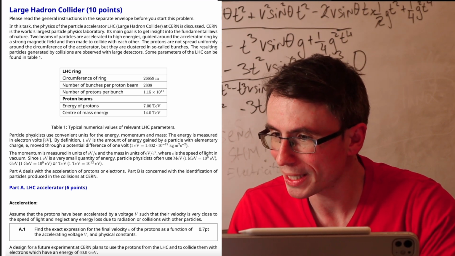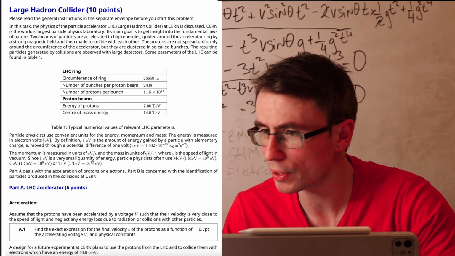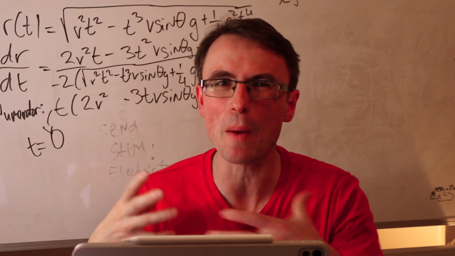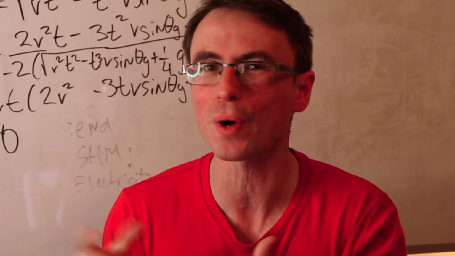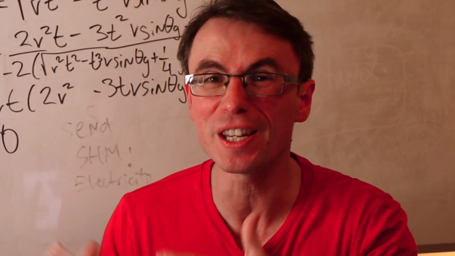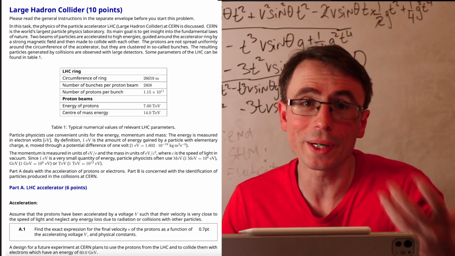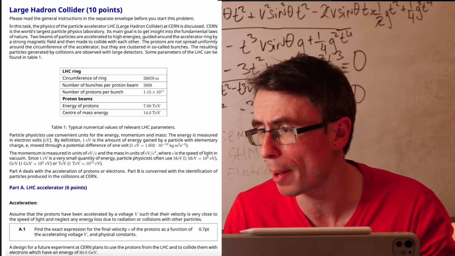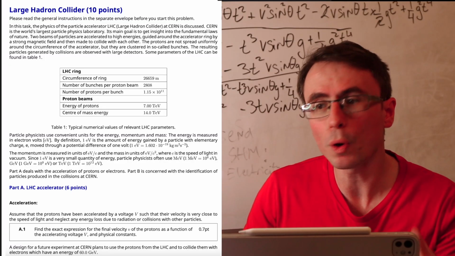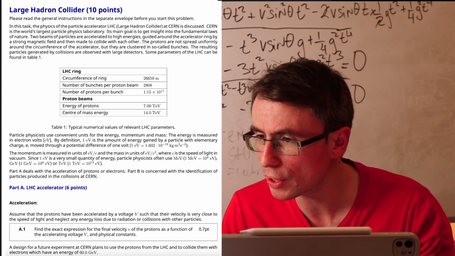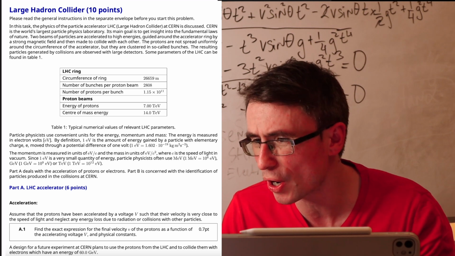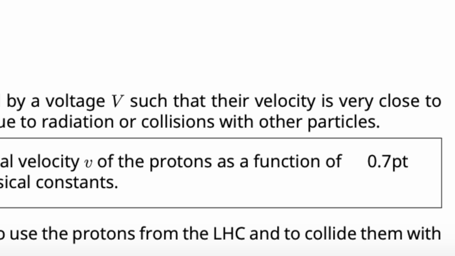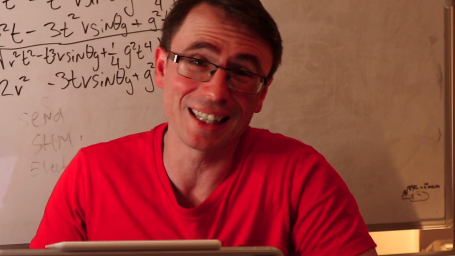So assume the protons are being accelerated by voltage V such that their velocity is very close to the speed of light. Now immediately as I'm reading this, I'm probably thinking that at some point throughout this question, I'm going to take v to be approximately equal to c. We're also neglecting any energy losses due to radiation or collisions with other particles. Perfect. So we want to find an exact expression for the velocity v of the protons as a function of the accelerating voltage V. And this here is for 0.7 marks. Let's see if we can score them.